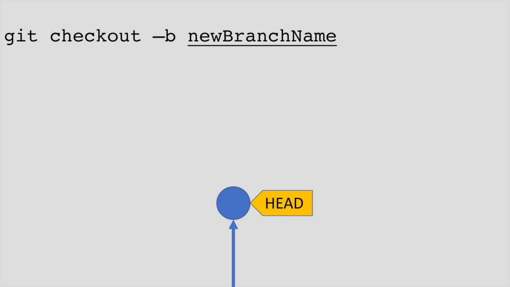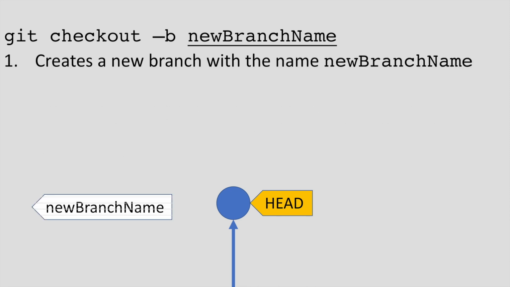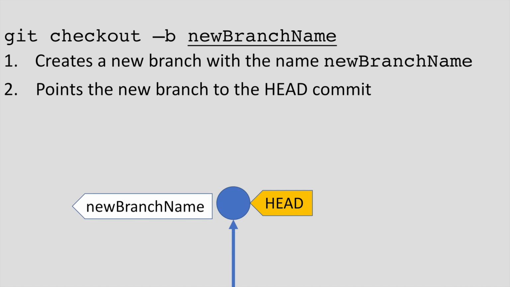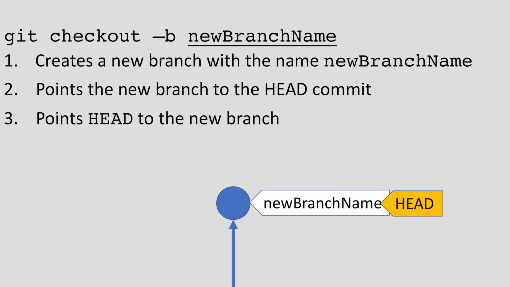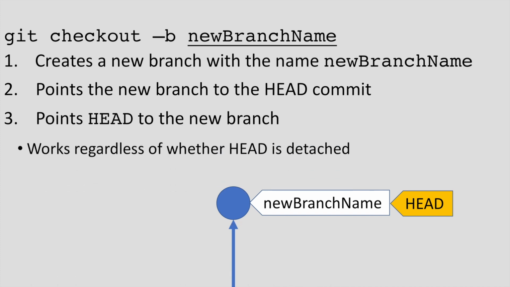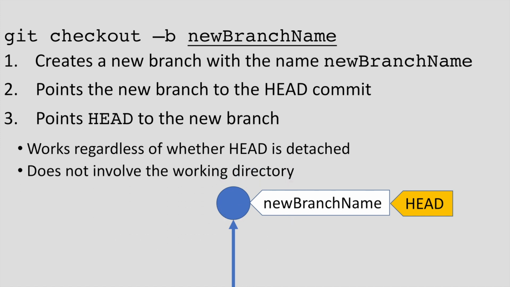The command git checkout -b new-branch-name: 1. Creates a new branch with the name new-branch-name. 2. Points the new branch to the HEAD commit. 3. Points HEAD to the new branch. This command works regardless of whether or not HEAD is detached. Also, it does not involve the working directory. Git checkout without -b does involve the working directory. This command, with -b, does not have any requirement of the working directory and does not modify the working directory.